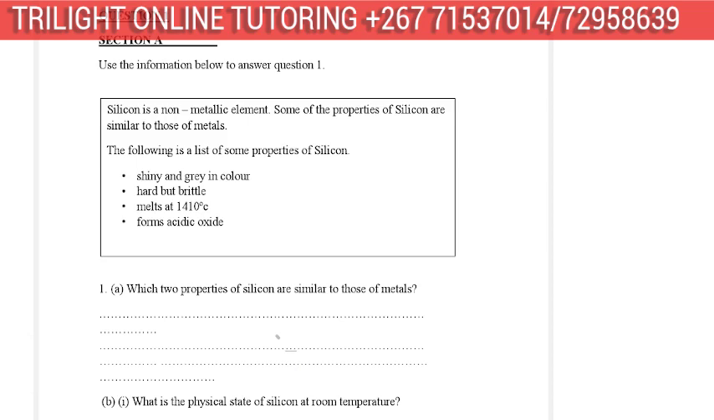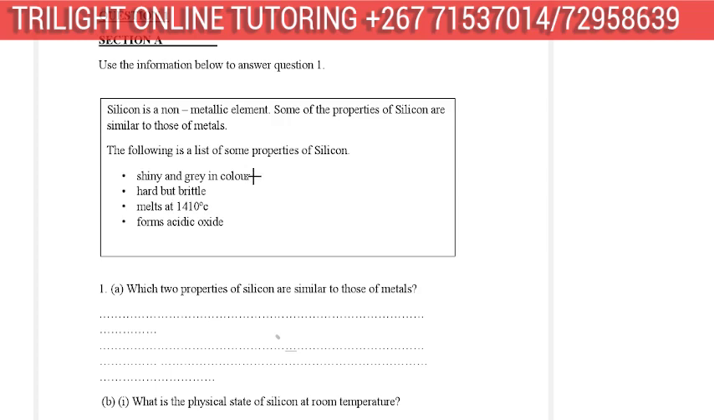Silicon is a non-metallic element. Some of the properties of silicon are similar to those of metals. The following is a list of some properties of silicon: shining gray in color, hard but brittle, melts at 1410 degrees Celsius, forms acidic oxide. Question 1 says, which two properties of silicon are similar to those of metals? We are looking at this.